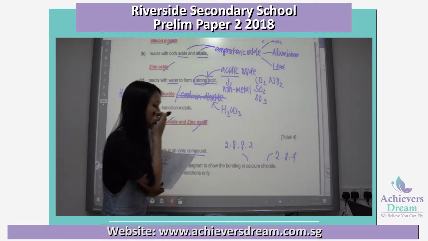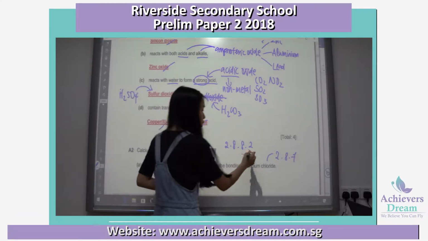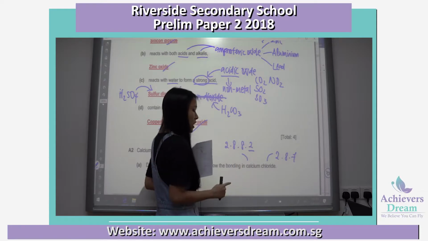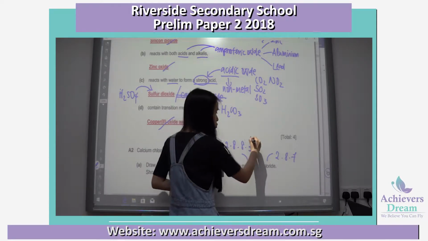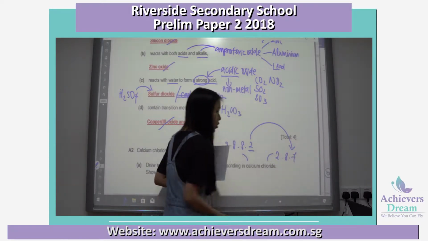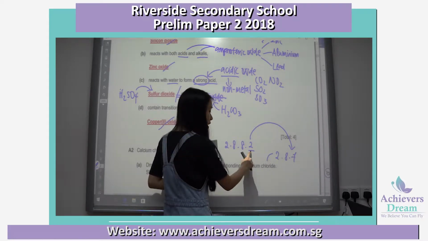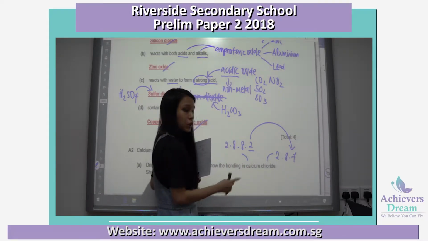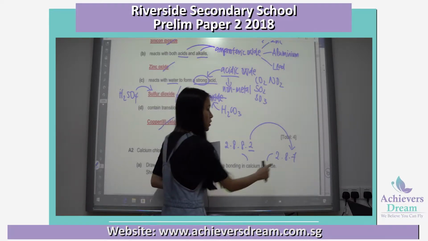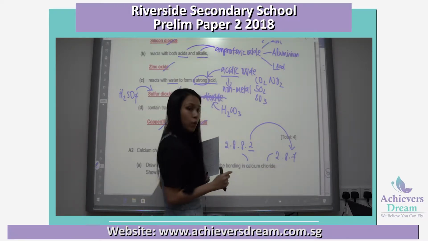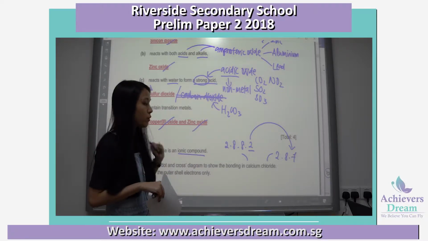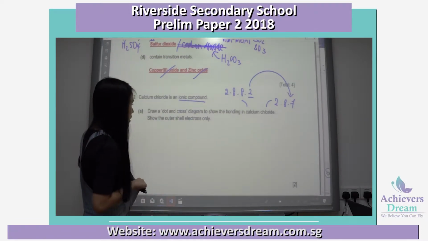So what does it mean? It means that in order to achieve the noble gas configuration, 2 of its valence electrons from calcium will be transferred over to chlorine, correct? But because I have 2 valence electrons from calcium, how many chlorine will there be? There will be 2 chlorine ions, because each chlorine atom can only gain 1 electron to achieve the noble gas configuration. So how will it look like here?